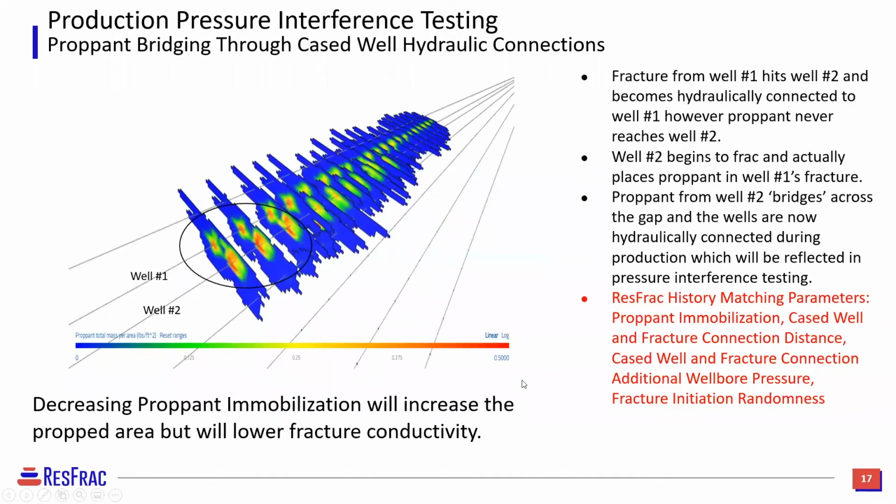Well, the first thing we can do is we can bridge proppant through the cased well hydraulic connection. So in this scenario, fracture from well 1 hits well number 2 and becomes hydraulically connected.